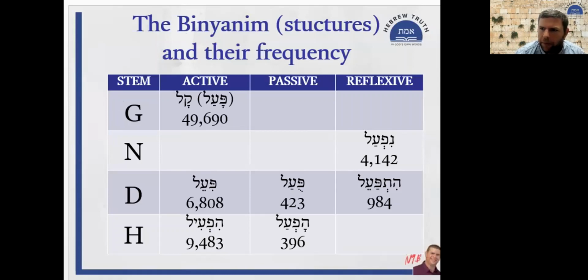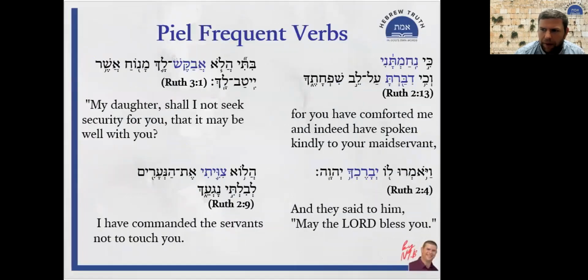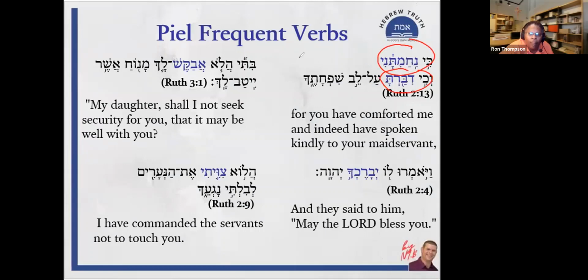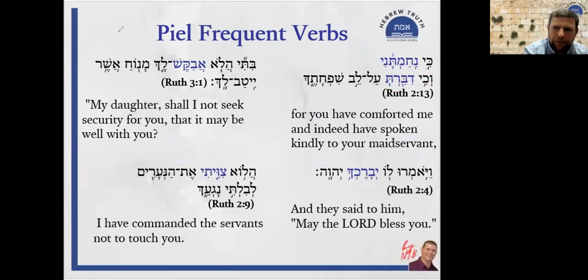So going back to the piel, we've seen Ruth 2:13, dibarta. We also have nichamtani. This is interesting. In nichamtani, it has a transitive sense. Otherwise it would be in the nifal, and that would be he regretted. Here it is in the piel, and that's he comforted. You comforted me, literally, here. But it's outgoing, it's transitive. It takes an object. You comforted someone, in this case, you comforted me. That's the transitive voice that we've talked about. Dibarta.